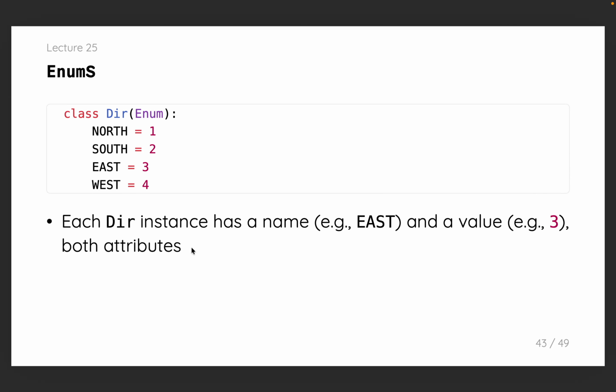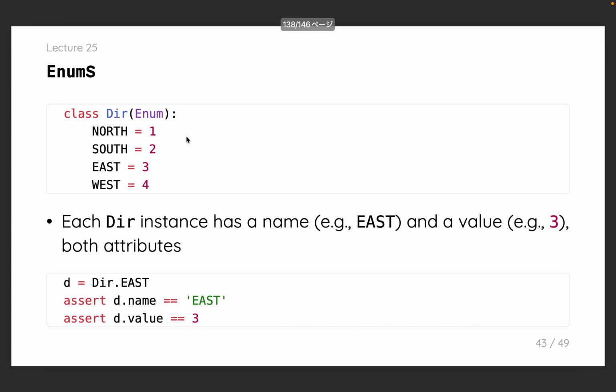Okay, so each of the instances here has its own name as well as a value. You can access those, the name and the value, using the .name and .value attributes of each entry here. So d.name here will be equal to east, the string east, then d.value is equal to 3.